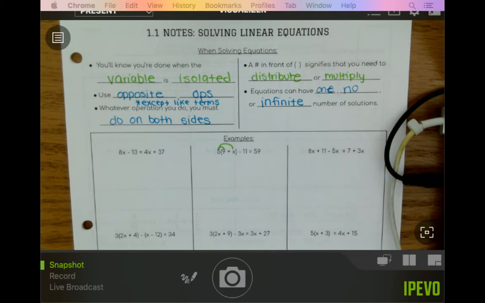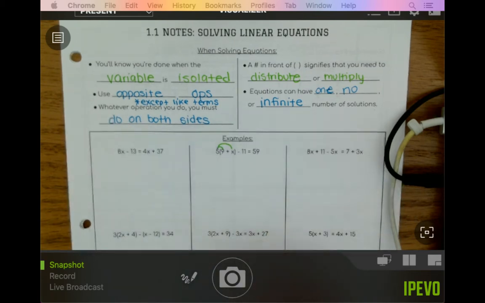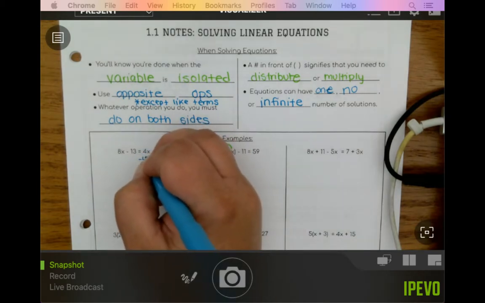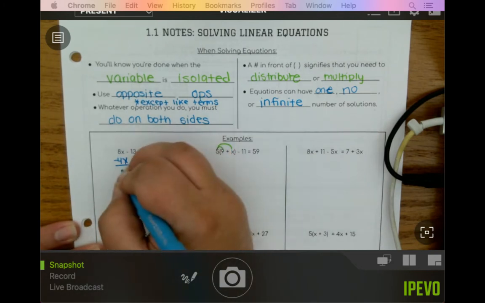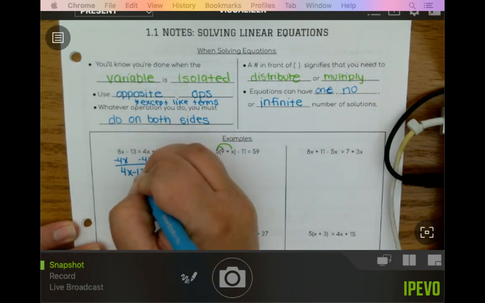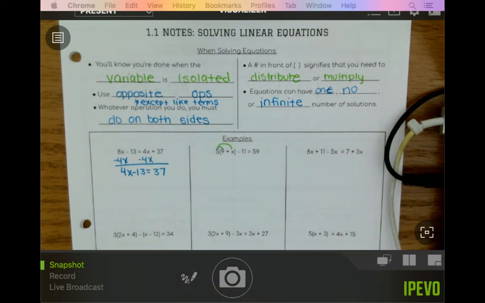I want my variables on the same side. That's where I'm going to start because I don't see any parentheses and I don't see anything on the same side that is the same type of term, like both plus or both just numbers or both just x's. So I have a positive 4x that I'm going to subtract over to the other side. The 13 and the 37, those guys are staying exactly where they're at. This one just goes away. That is an opposite operation.